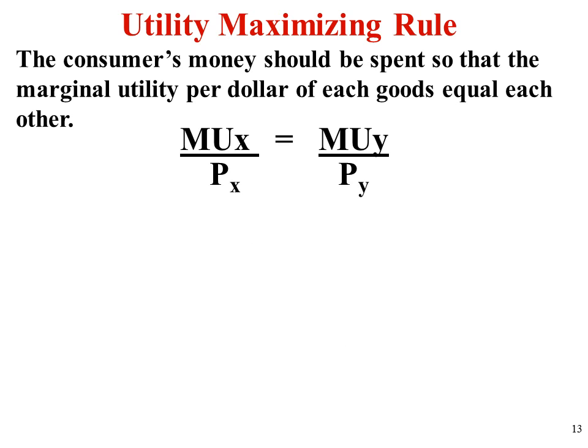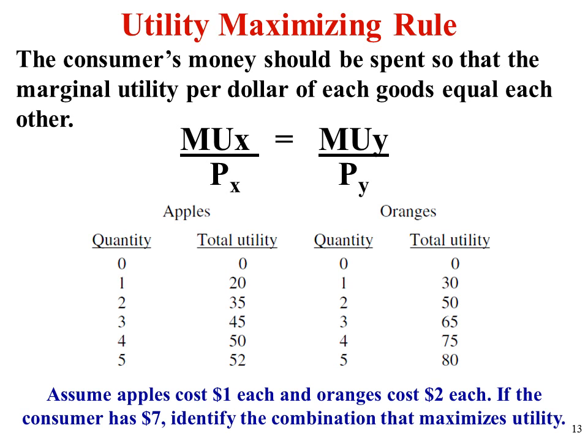Let me give you an example here. Here are apples and oranges. Assume the apples cost $1 each and oranges cost $2 each. If the consumer has $7, identify the combination that maximizes the utility. Go ahead and pause it right here and figure it out. Okay, so you should have figured out that 3 apples and 2 oranges are the utility maximization. 3 apples and 2 oranges. If you don't understand that, come to class and we'll talk a little bit more about that tomorrow.